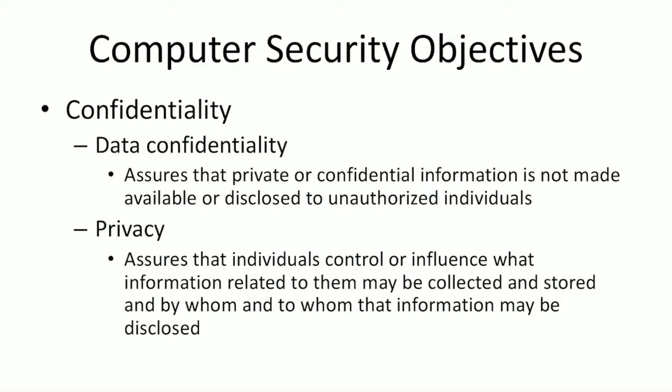First, let's look at confidentiality. This term covers 2 related concepts: data confidentiality and privacy. Data confidentiality assures that private or confidential information is not made available or disclosed to unauthorized individuals. Privacy, on the other hand, assures that individuals control or influence what information related to them may be collected and stored, and by whom and to whom that information may be disclosed. So it is more about individuals' control over their own information.